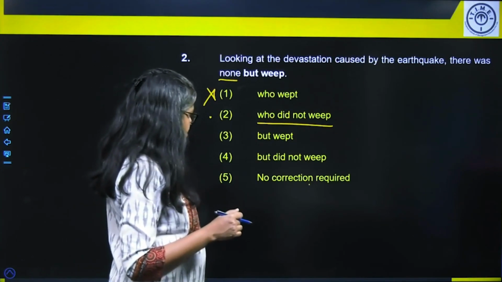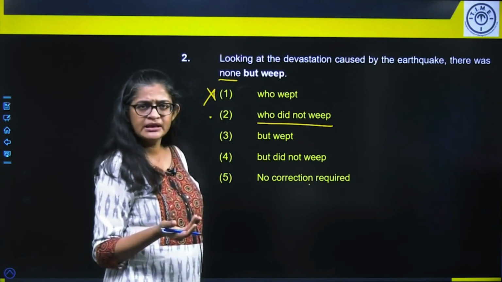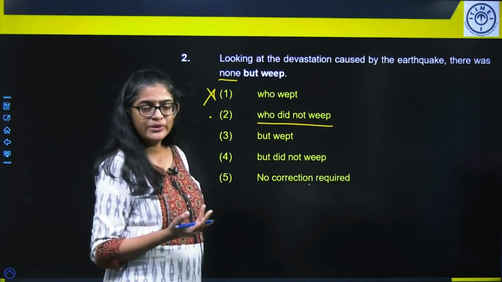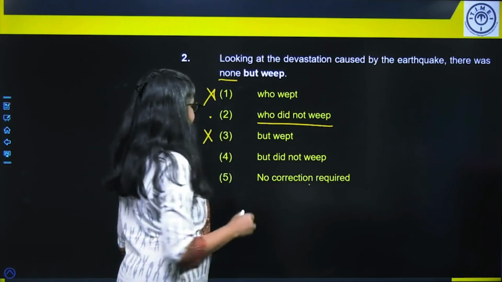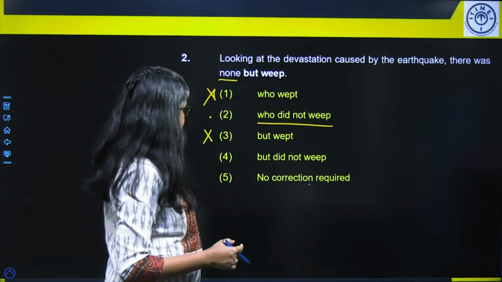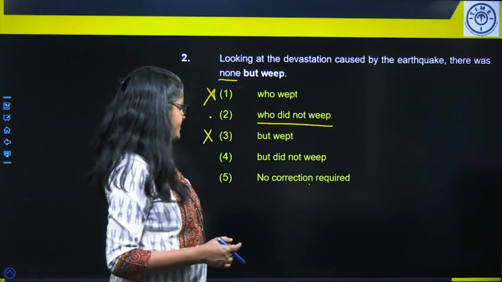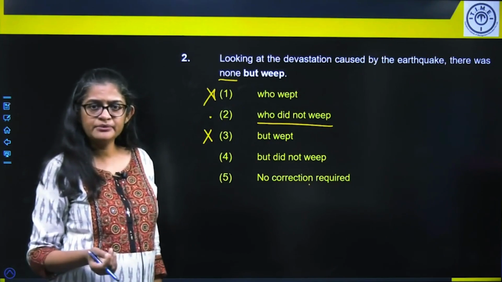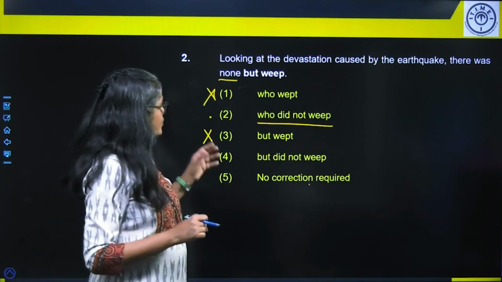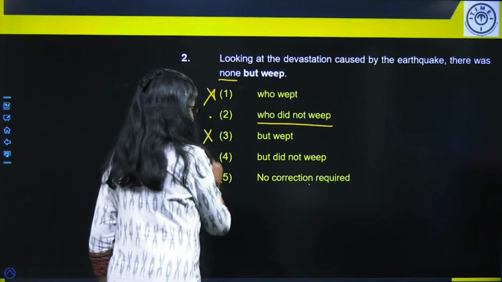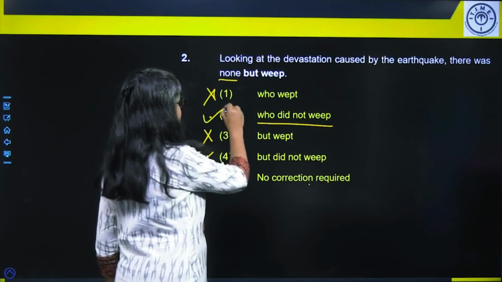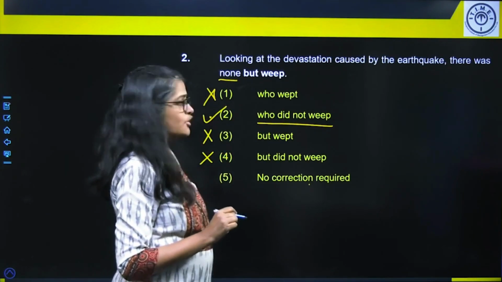There was none but wept. What does that mean? Wept is the past tense of weep, but none but wept does not make sense, right? There was none but did not weep. What does that mean? There was none would have to be followed by who here, right? That is logic. So now we have, there was none who did not weep.